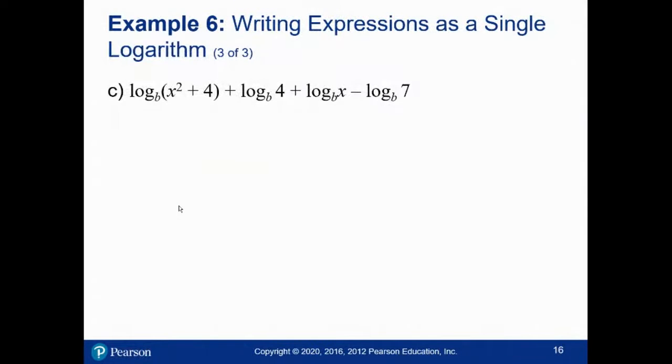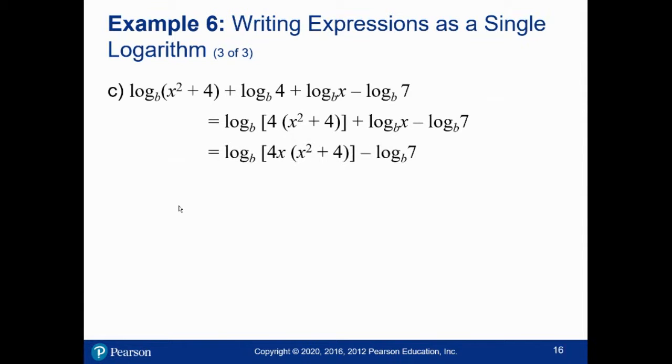Okay, the last one, we had these terms. So again, can we combine them all into a single logarithm? So the first sum, log of x squared plus 4 plus log of 4, we bring that in as a product. Then we bring in that next x as part of the product, and then we bring in the 7 as a quotient. And there's not really much to do after this point.